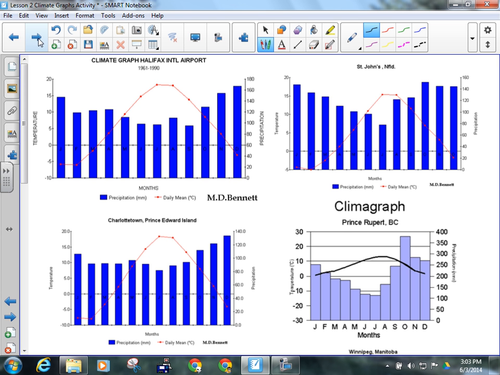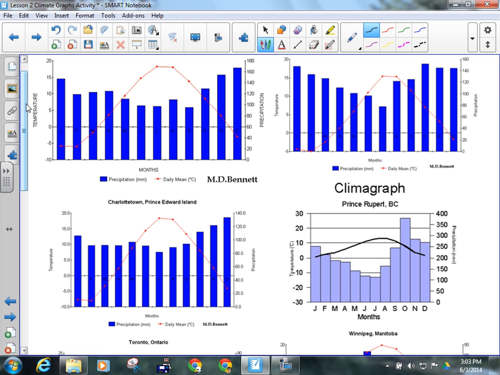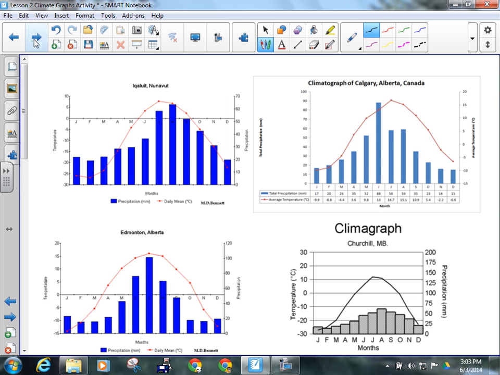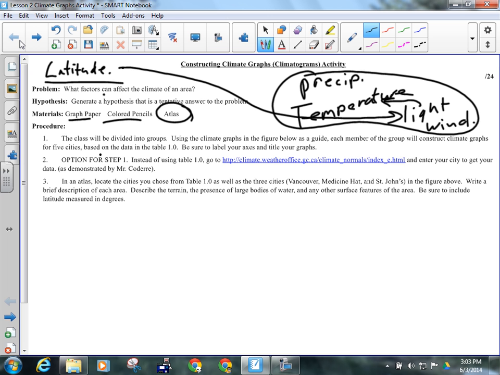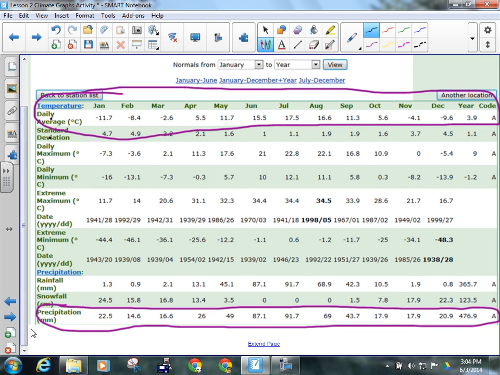Now, I've got the climatographs for pretty much all the cities on that list, to give you some idea, because a lot of people say, oh, I can't find the information. Well, yes, you can. So, option for step 1, you go to this climate site and you'll see something like this. You can pick your cities and you get this kind of graph. The only information you need is the average temperature and the precipitation, down here in millimeters. That's all you need. Same thing on that sheet.